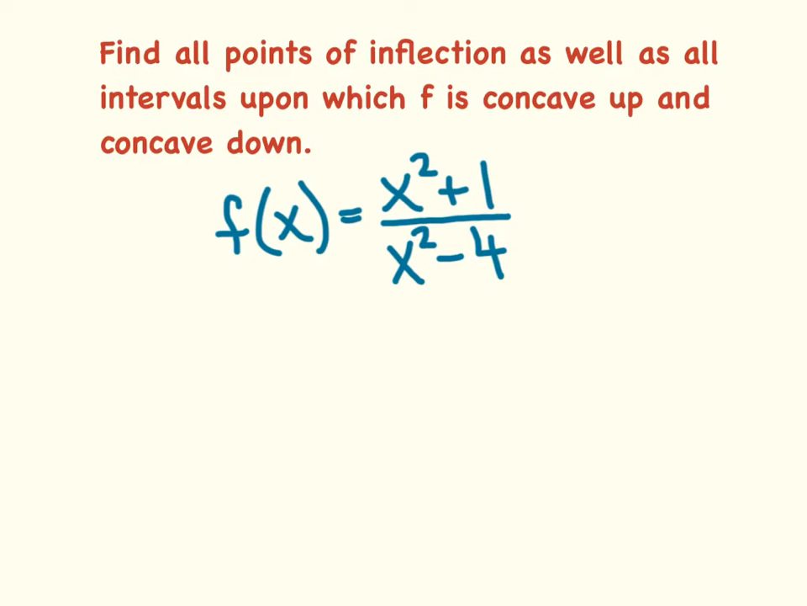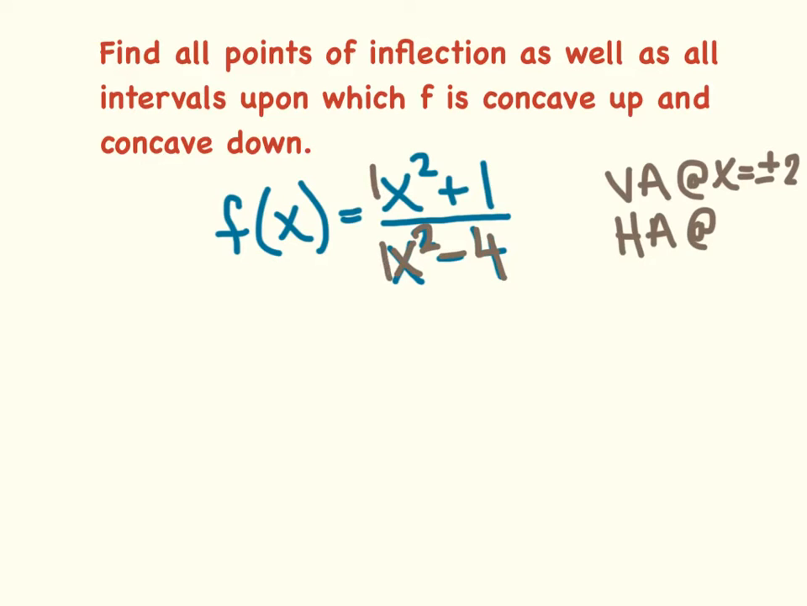Now we're going to cheat a little bit on this one, but first and foremost, I want you to notice that because of the denominator, x squared minus 4, I know there are vertical asymptotes at x equals plus or minus 2. So I've already got that in my back pocket. And I know there's going to be a horizontal asymptote at y equals 1, because the powers are equal, 1 divided by 1. Just stick that in your back pocket, a good habit to get into.